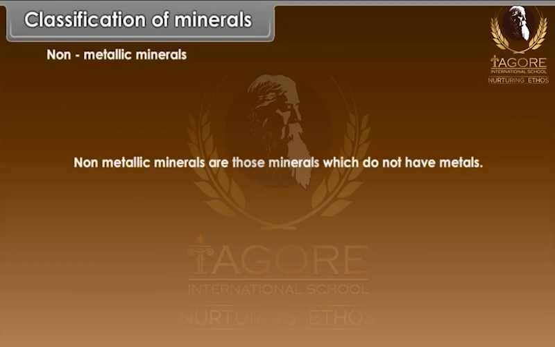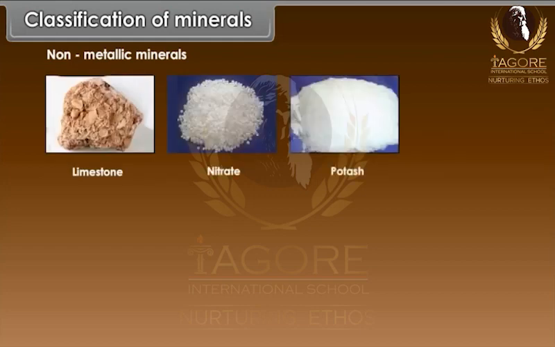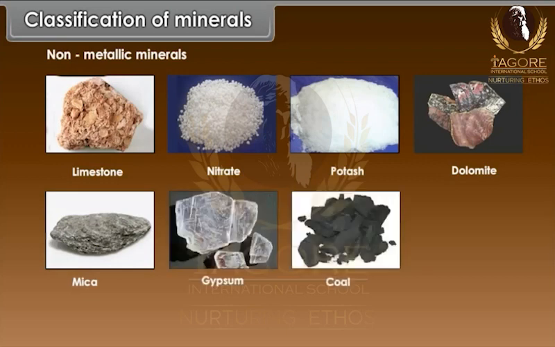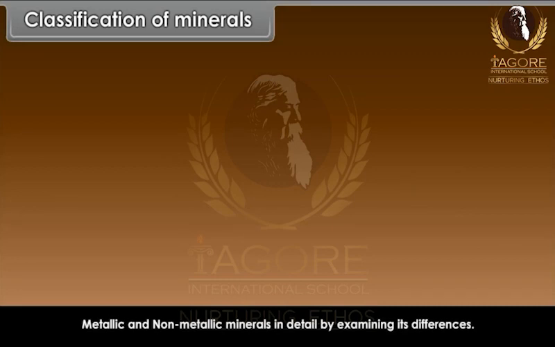Non-metallic minerals. Non-metallic minerals are those minerals which do not have metals. Example: limestone, nitrate, potash, dolomite, mica, gypsum, coal, petroleum, etc. Now we will study metallic and non-metallic minerals in detail by examining their differences.